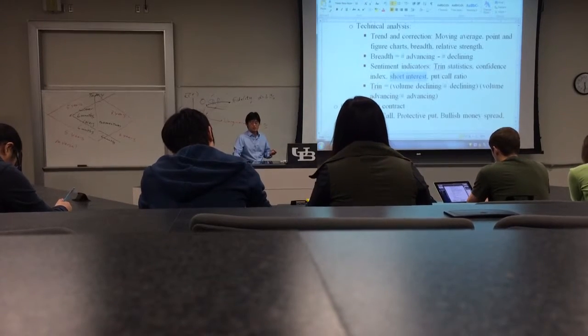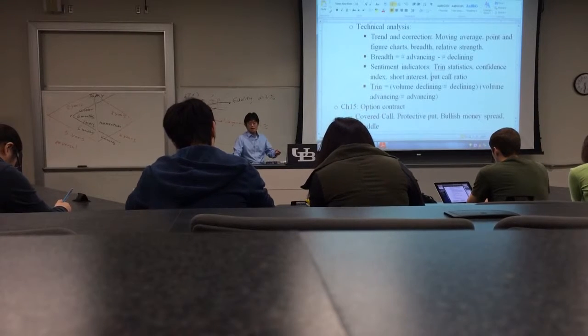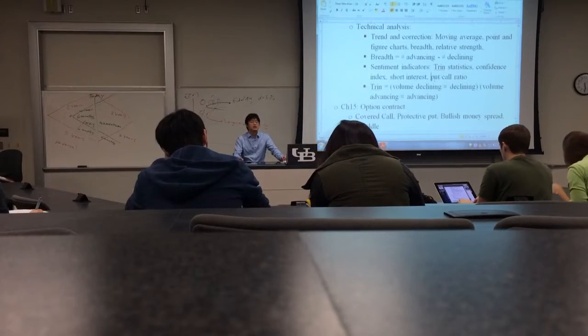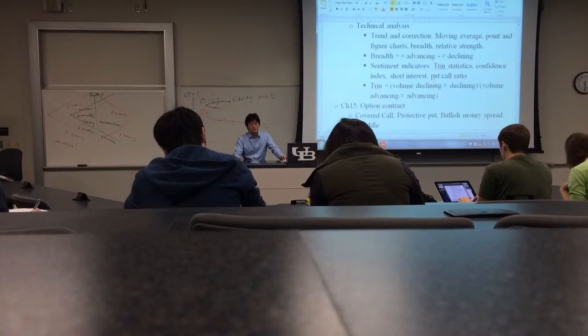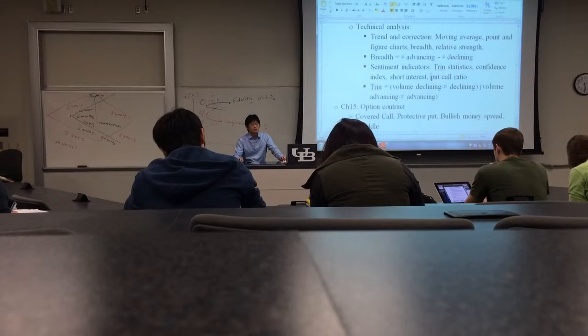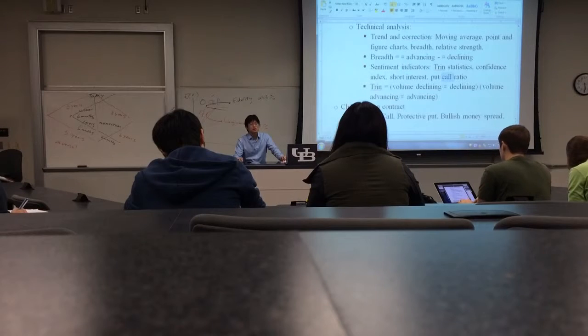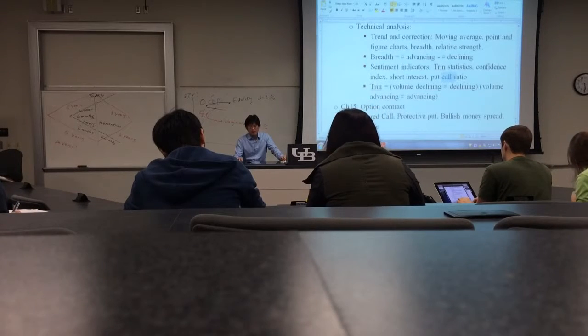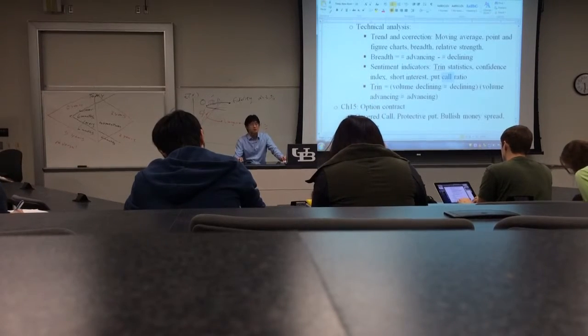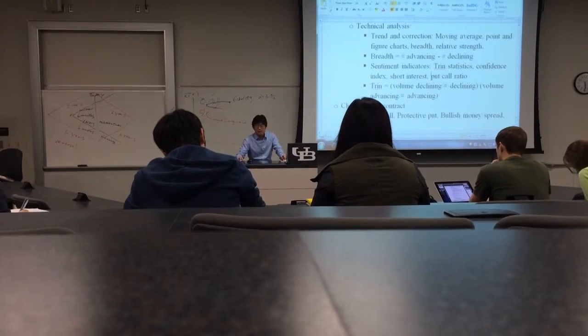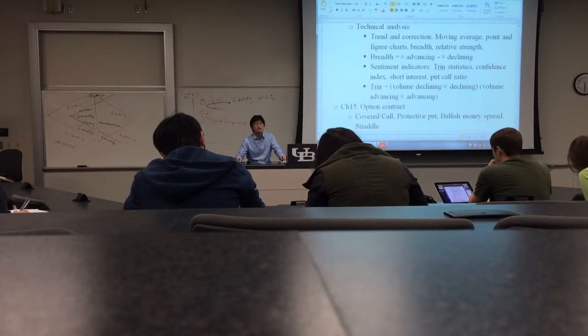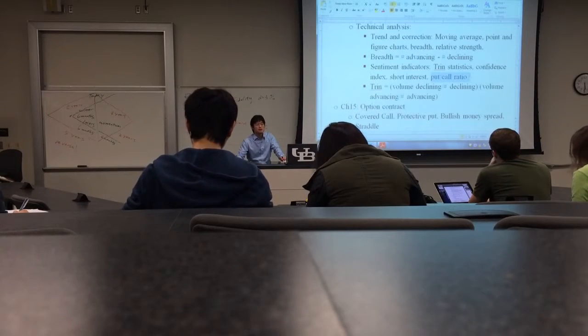And put-call ratio is similar. We know that when investors believe that stock price will decrease, they can buy put option to make profit. And if they believe stock price will increase, they can buy call option. So put-call ratio is the number of put options divided by the number of call options. If there are many investors who buy put options, if there are many put options in the market, then that's a bearish signal.